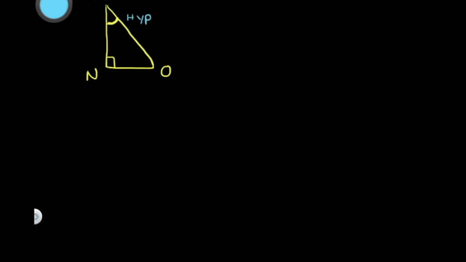Now if we're using this angle here, that changes how we identify the legs. So from this angle, the side that is across from it is this one here. This is our opposite. And the side that is touching the angle but is not the hypotenuse is the adjacent, because it's beside the angle. So that's all you have to do for that question, is just label the triangles with the correct sides.